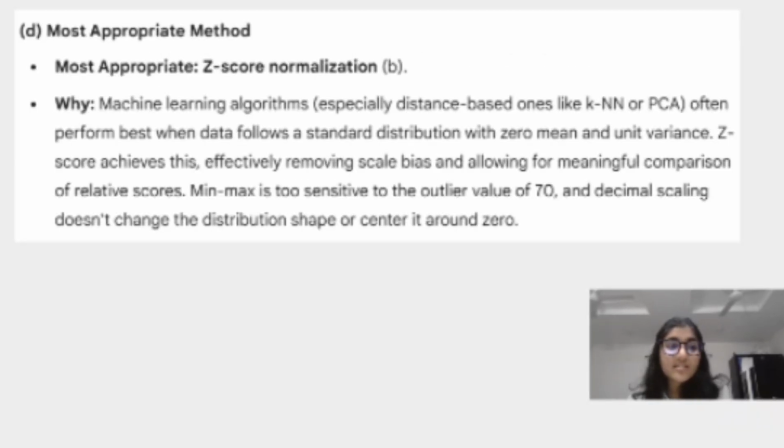Then the D part is the most appropriate method. It is the z-score normalization, which is the B part. The reason is machine learning algorithms often perform best when data follows a standard distribution with zero mean and unit variance. Z-score achieves this efficiently, removing scale bias and allowing for meaningful comparison of relative scores. Min-max is too sensitive to the outlier value of 70, and decimal scaling doesn't change the distribution shape or center it around 0.